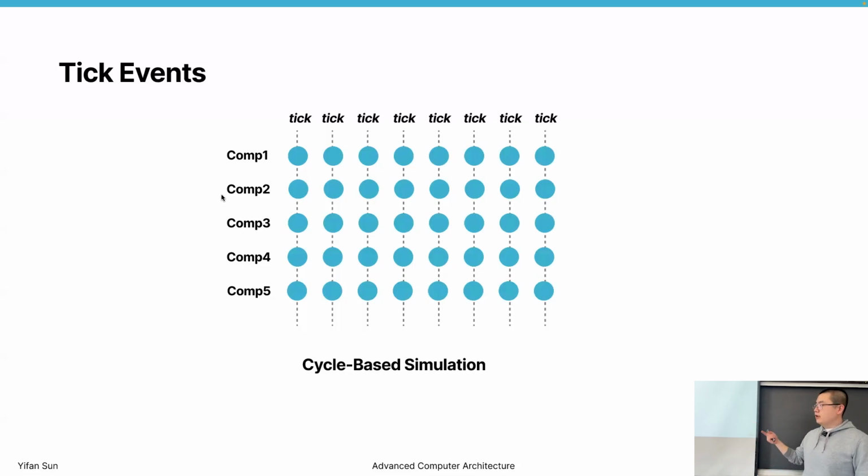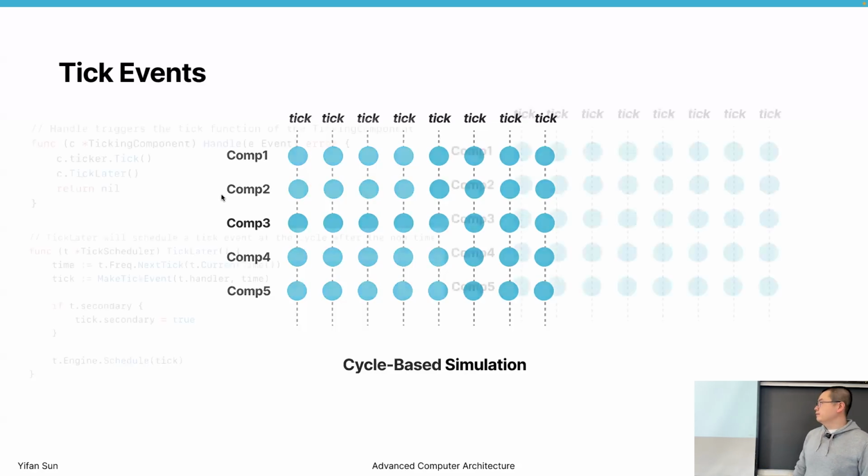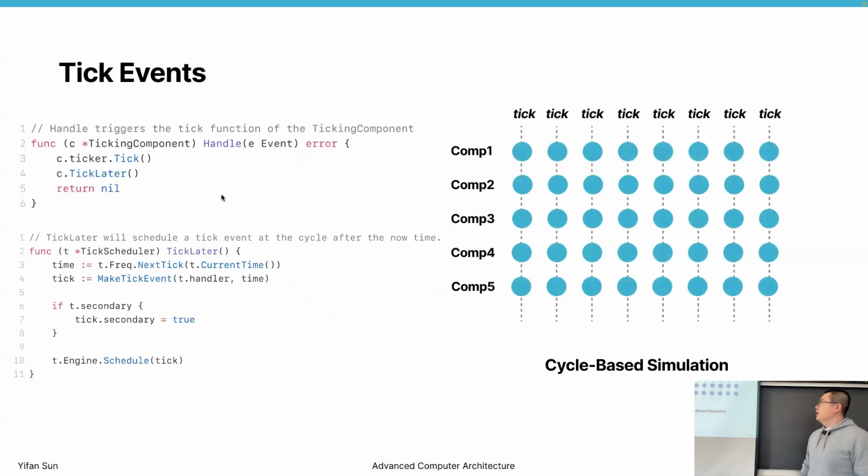So this method allows you to write cycle-based code, but it is actually not very useful because of the performance trade-off. So then we create this. If you want to implement it this way, this is the code that we can write. For example, here we have this handle function. In the handle function, we simply let the ticker do tick, and call c.TickLater. This TickLater calculates the time of the next cycle, the next tick time, and schedules an event to let it happen in the next cycle.